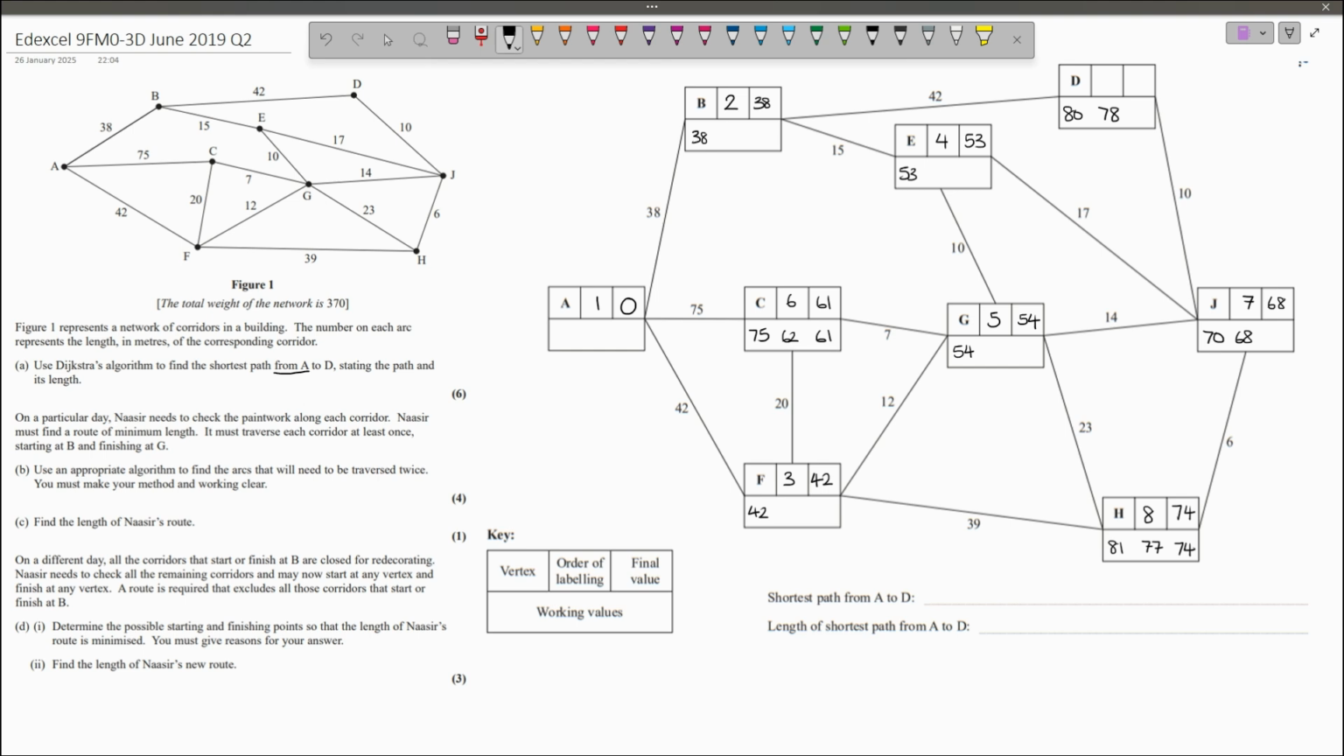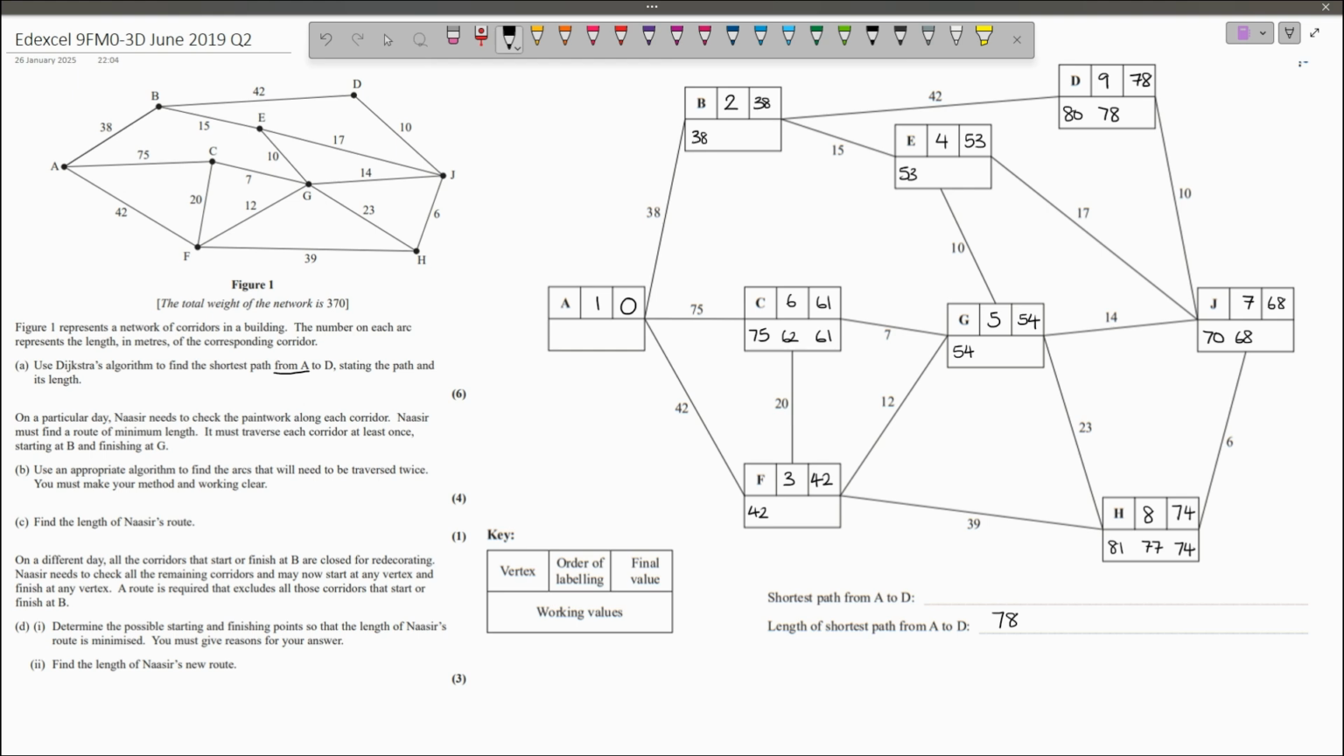And last but not least, I'm going to visit D. So D comes 9th with a distance of 78. So the length of the shortest path from A to D is going to have a length of 78. That's what Dijkstra's algorithm tells us.